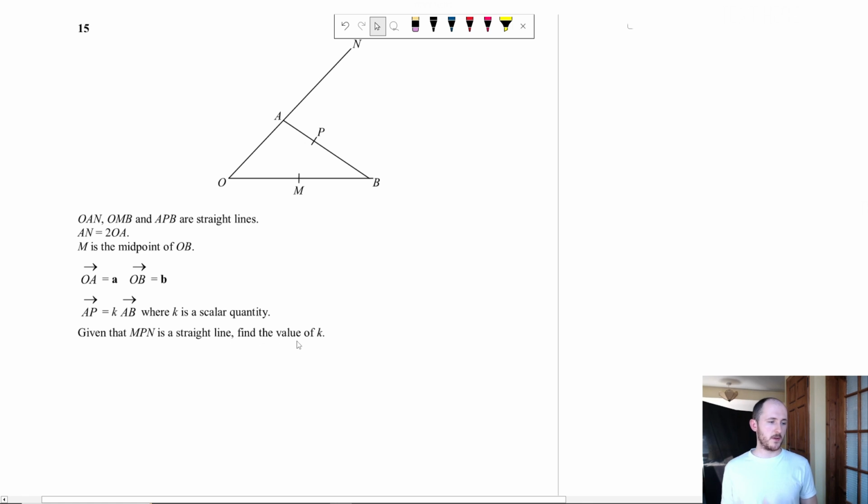Okay, so a question that I sometimes get is, how do I use the information that 3 points lie on a straight line? And the easiest way to think about this is that vectors that lie on the same straight line are always parallel to each other.